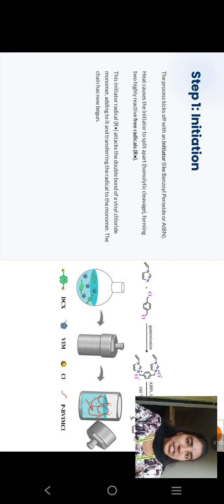Step 1, initiation. The process kicks off with an initiator like benzoyl peroxide or AIBN. Heat causes the initiator to split apart by homolytic cleavage, forming two highly reactive free radicals, R dot. This initiator radical attacks the double bond of a vinyl chloride monomer, adding to it and transferring the radical to the monomer. The chain has now begun.